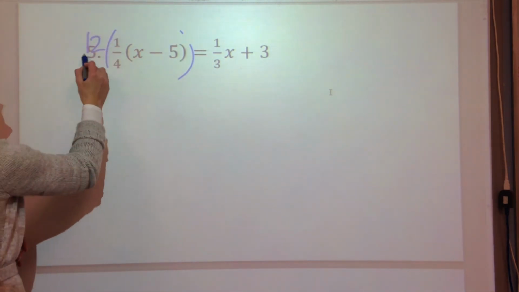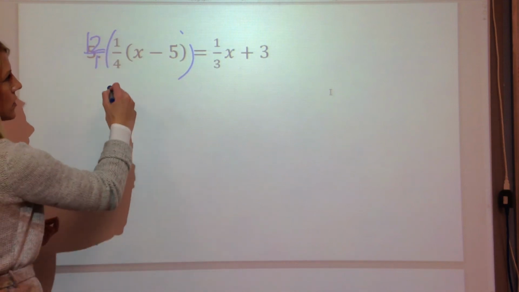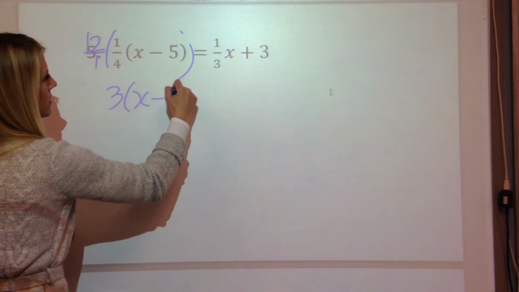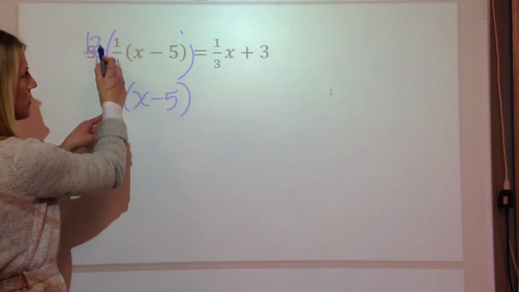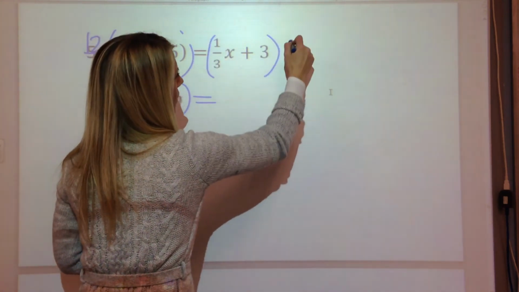So 12 times 1/4, remember that's 12 over 1. 12 times 1 is 12, over 1 times 4 is 4. 12 divided by 4 is 3. So I have 3 times x minus 5. And again, where does this 3 come from? 12 times 1/4 equals 3. Now multiply the right side by 12.